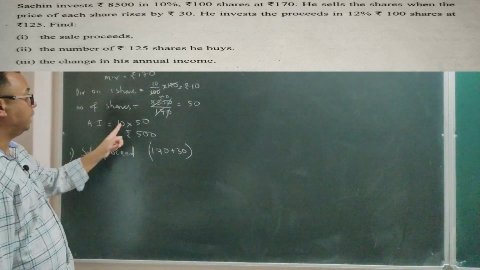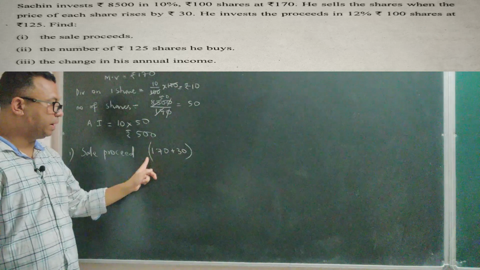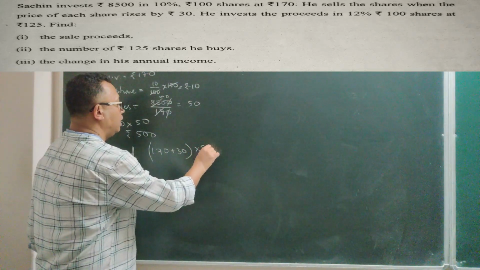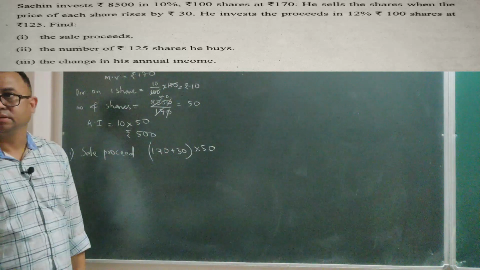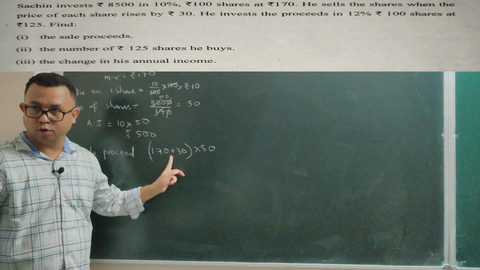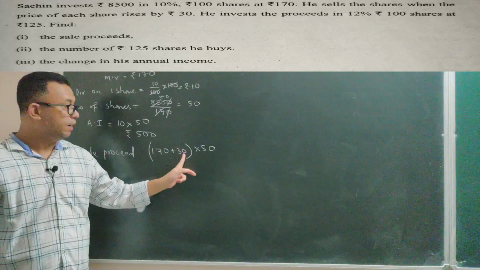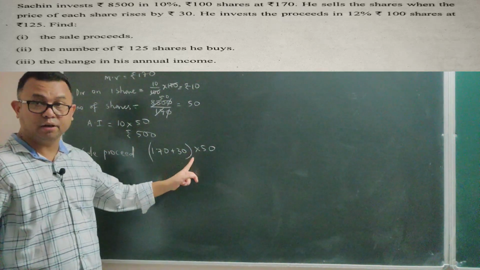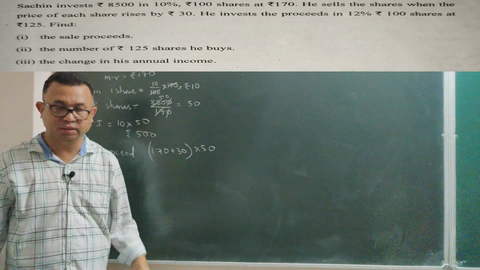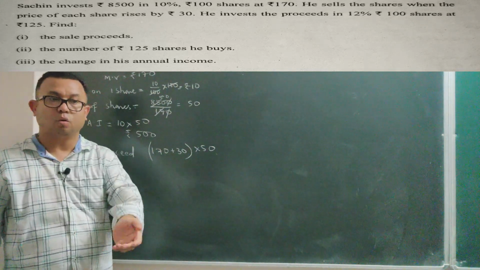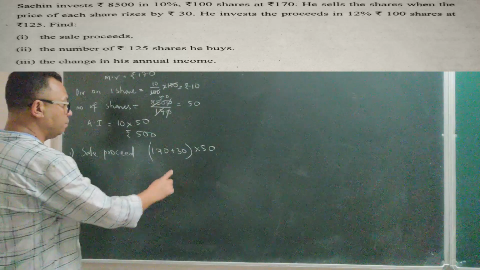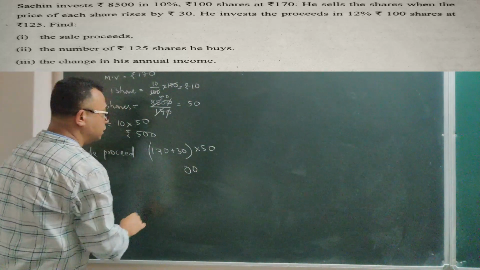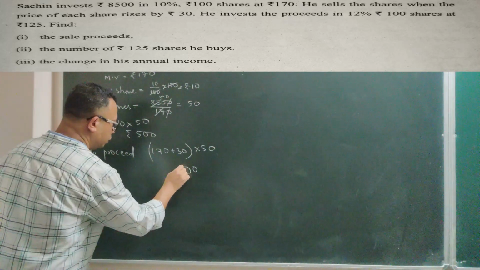But altogether he has 50 shares. This is the price of one share, increased by 30, and he sold all his 50 shares. For one share he is getting 200 rupees, 170 plus 30 is 200. He had altogether 50 shares, and if you multiply this, that is the total money which comes to him. So if I multiply 200 into 50, that is 0, 0, then 0.